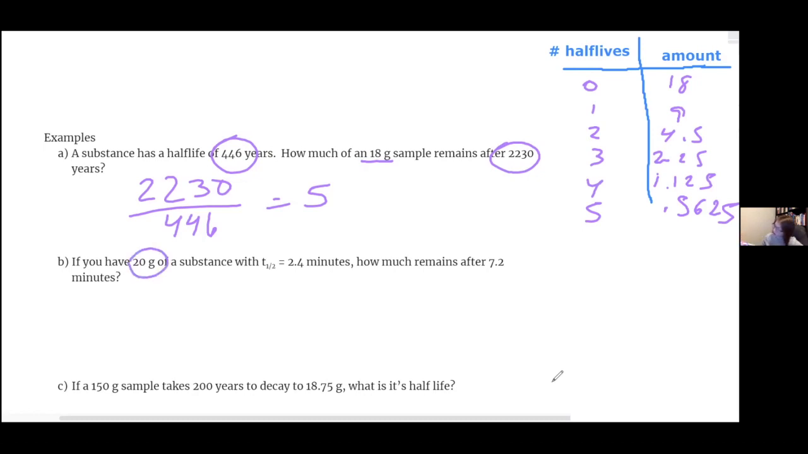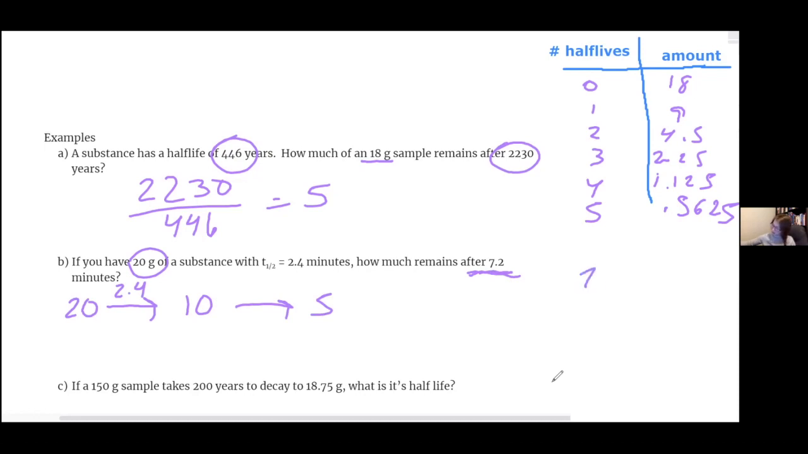Similarly, we're starting with a certain amount. So we have 20 grams to start. The half-life in this case is 2.4 minutes. So for every arrow I draw, I know that 2.4 minutes have passed. So after 1 half-life, I would have 10 grams. After another half-life, I would have 5 grams, but let's see how many half-lives I need. In total, I want 7.2 minutes to pass.